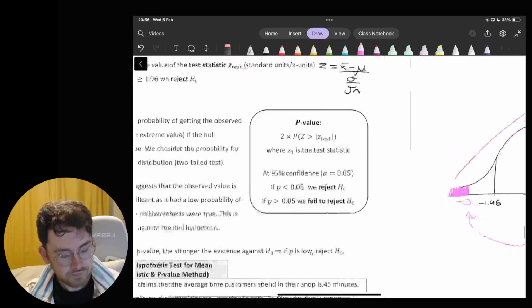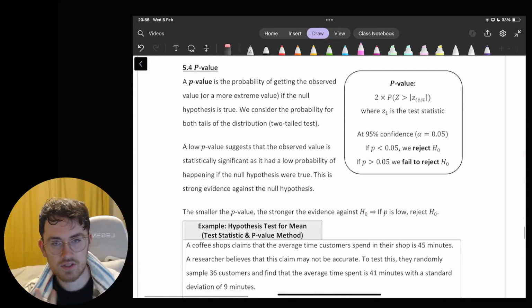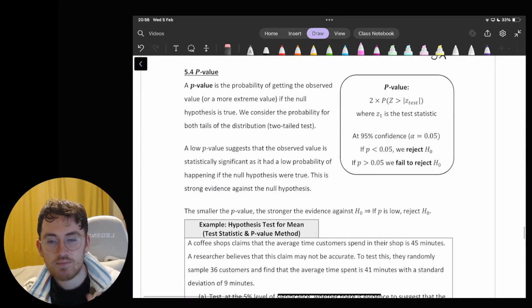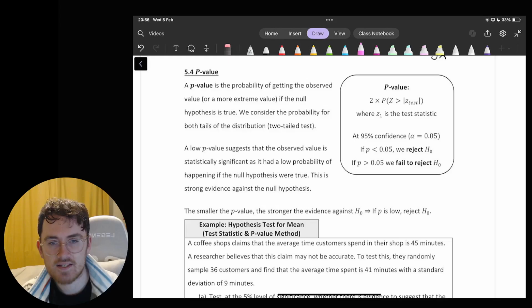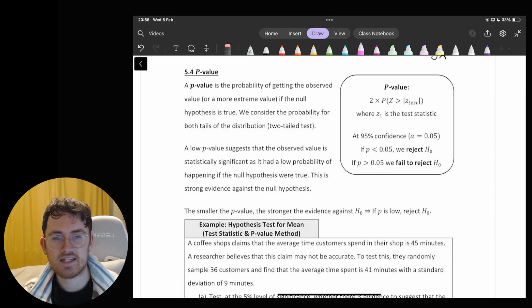Okay. So looking at the writing here, to talk through that again, a p-value basically is the probability of getting this value or a more extreme value under this assumption of the null hypothesis, or if the null hypothesis is true. So if we do a test and get a really, really small p-value, then that suggests that this was very unlikely to be down to chance.